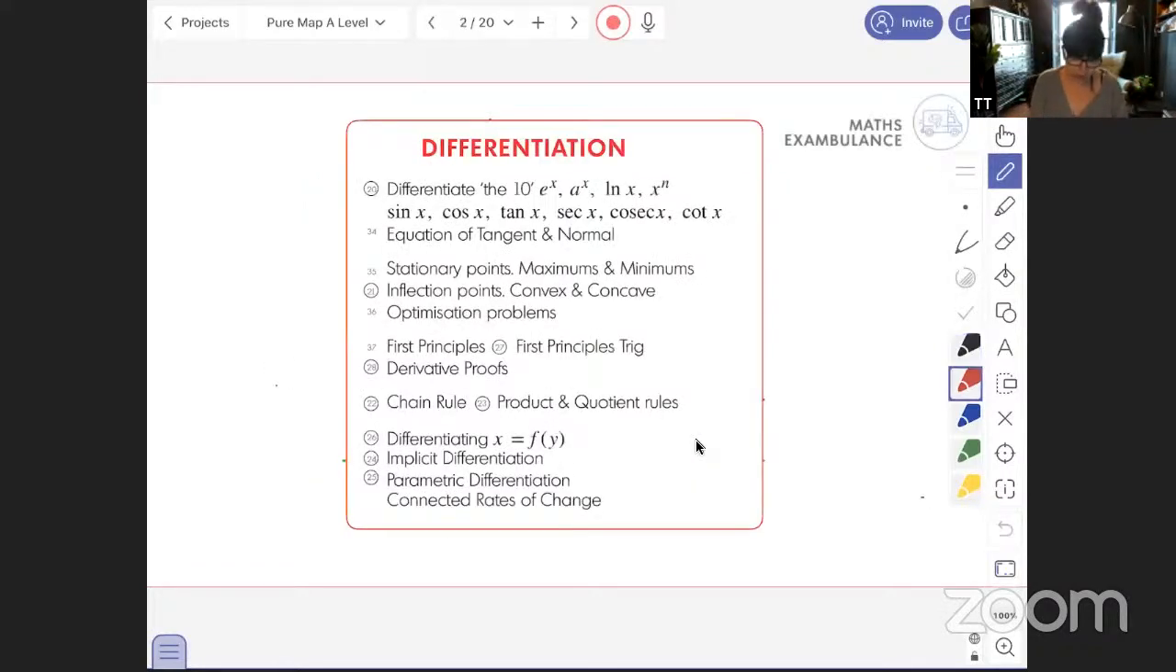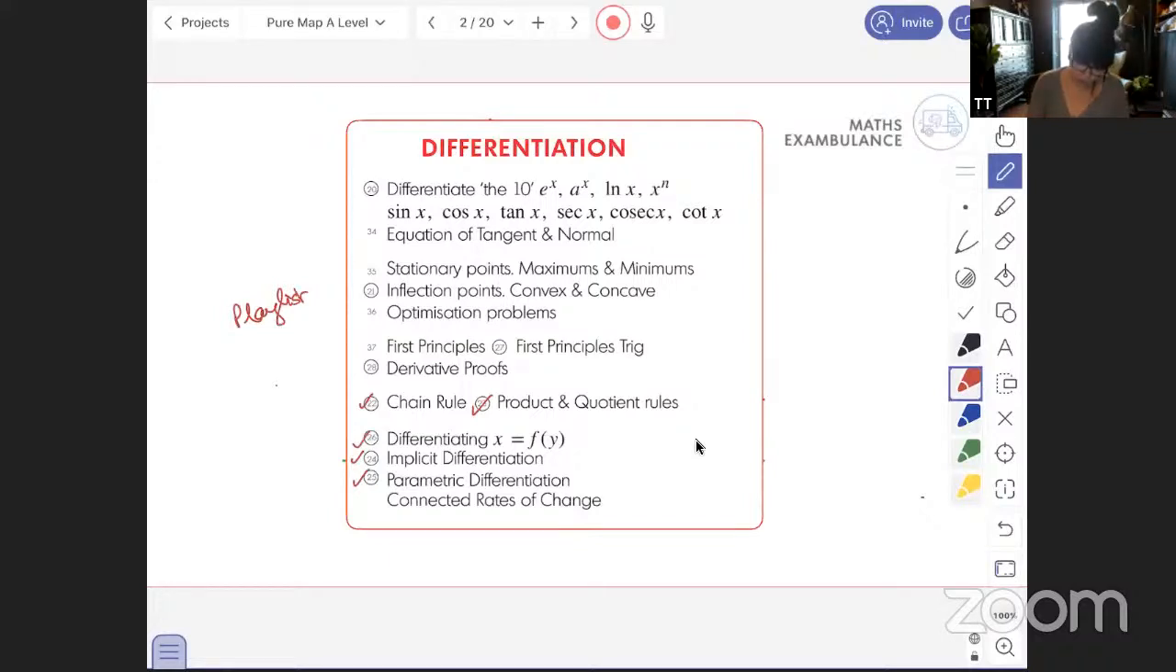So in terms of a playlist for the next 24 hours, all of these will be available for free. We are going to be doing chain rule, product rule, quotient rule, and then these three: differentiating inverse functions, implicit differentiation, parametric differentiation, connected rates of change, because they are all basically the chain rule.